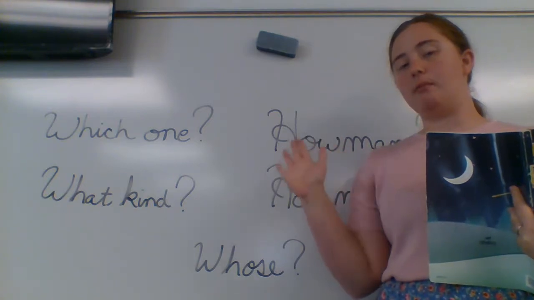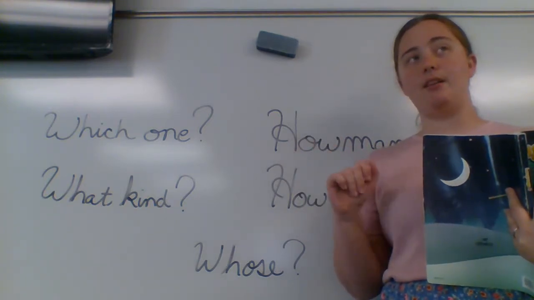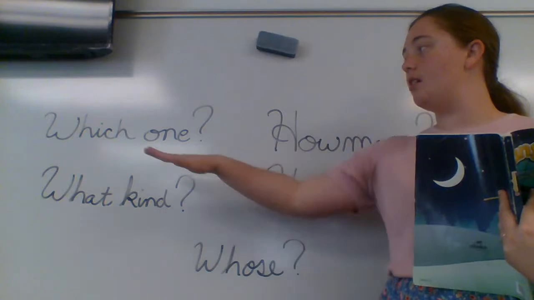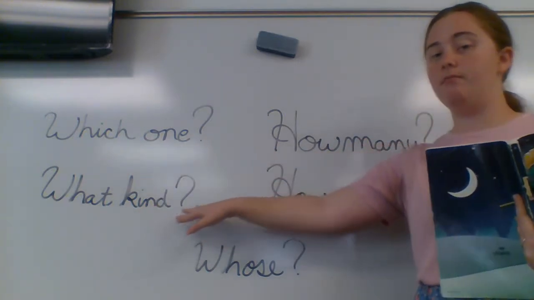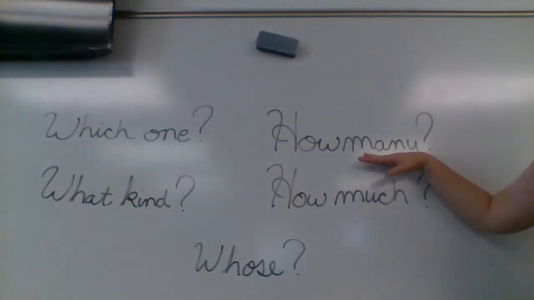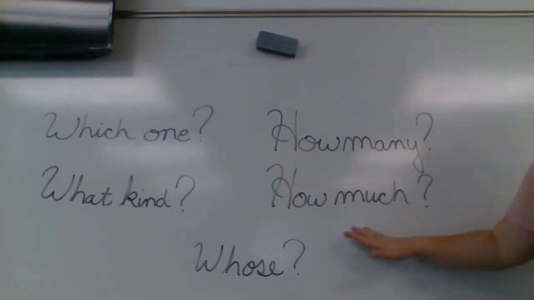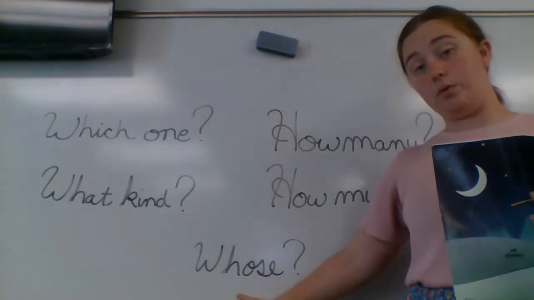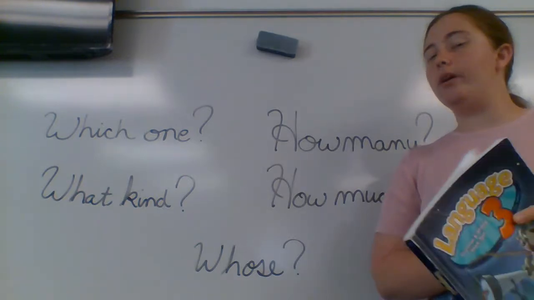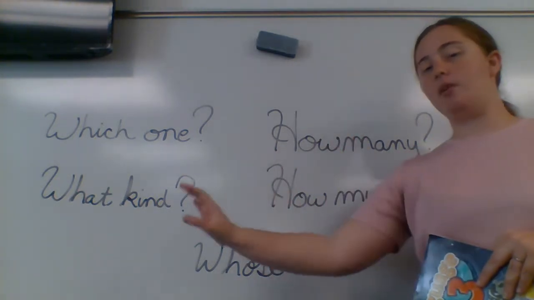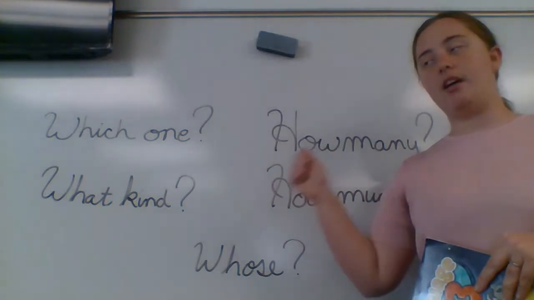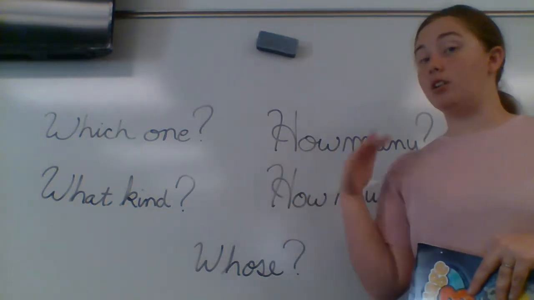Now, you can probably see these questions on the board behind me. I just have them written out ahead of time. My questions are which one, what kind, how many, how much, and down here is whose. Now, we haven't gone over all of these in the book yet, but if we have that list memorized right off the bat, then it will be a lot easier when we have all of them.